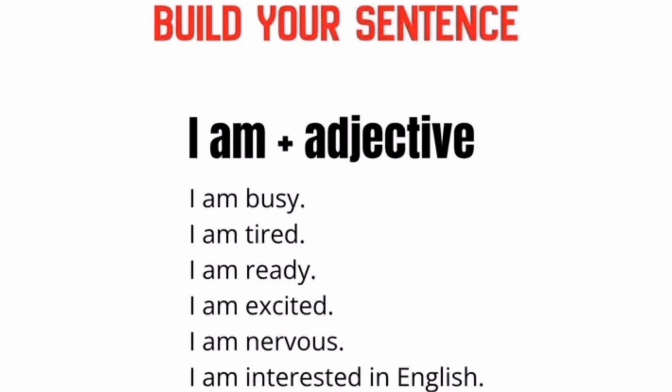Okay, now let's see how you can build a sentence that describes how you are, or the state of being. We just take the verb to be, I am, then we add an adjective. For instance, I am busy. I am tired. I am ready. I am excited. I am nervous. I am interested in English.